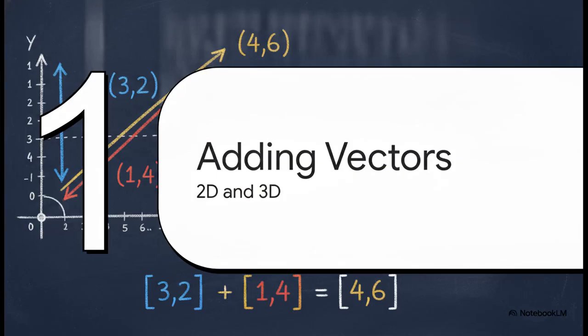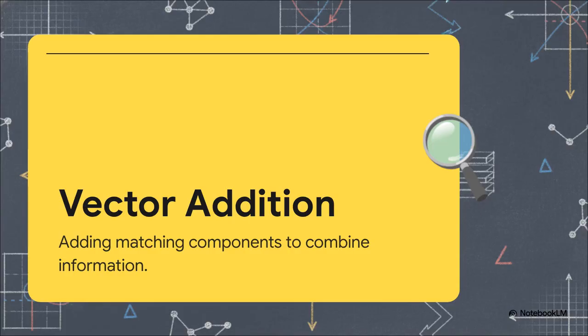All right, let's kick things off with Section 1, adding vectors in 2D and 3D. So what is vector addition? It simply means adding matching components together to combine information. Now, geometrically, you might know this as the head-to-tail rule, taking a second arrow and starting it right from the tip of the first one. But mathematically, it is incredibly straightforward. You literally just line up the x components and the y components, and you add them straight down.